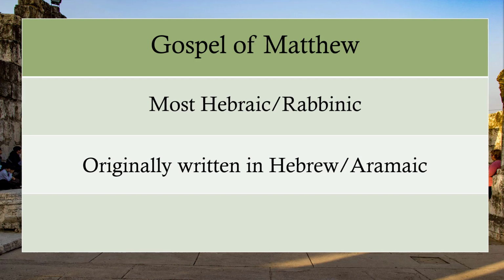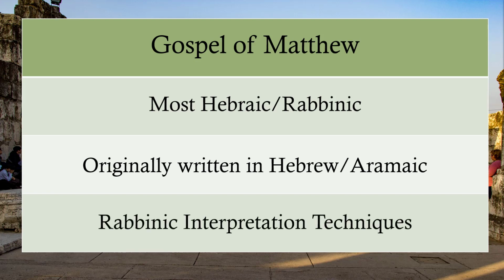Okay, let's see. So originally written in either Hebrew or Aramaic, and then one of the things that we see in Matthew is the rabbis, you know, they have a collective mind, the way that we Christians have a collective mind. We can use phrases back and forth that if you're not inside our circle, you don't know what we're talking about. The rabbis have a collective mind, and they have interpretation techniques to draw out of their Hebrew Bible, what we call the Old Testament, that meaning.